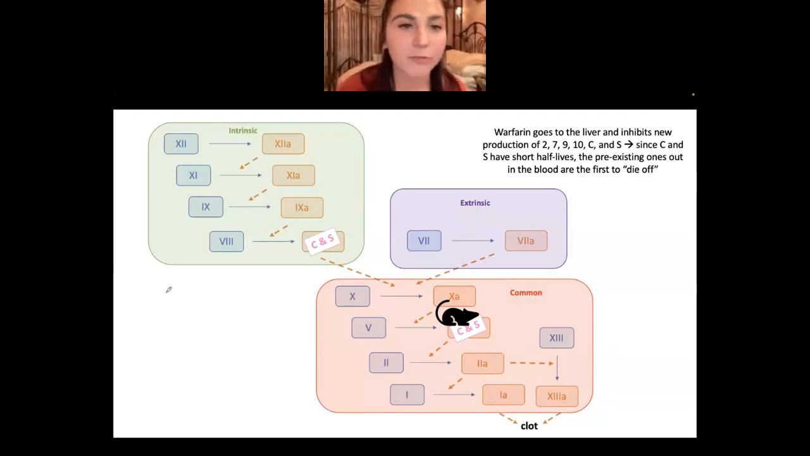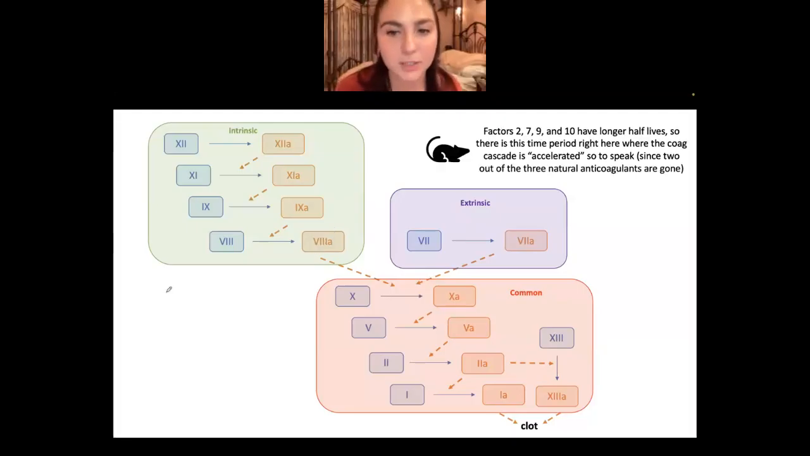But you give the patient warfarin, and imagine now, let's say, protein C and S are going to die off super, super quick, because they're not getting replenished by the liver. Warfarin went to the liver and blocked new production of protein C and protein S. All right, so now they're gone.